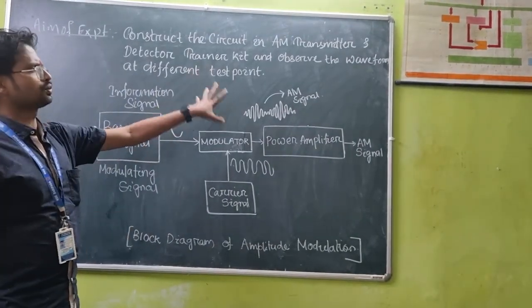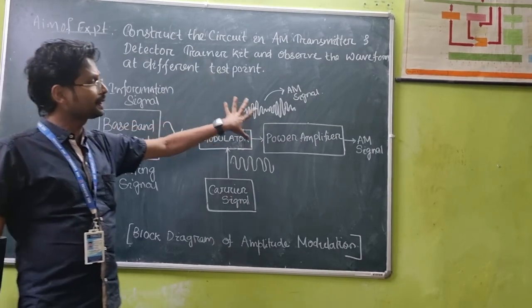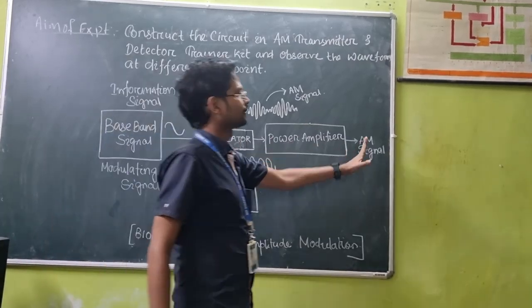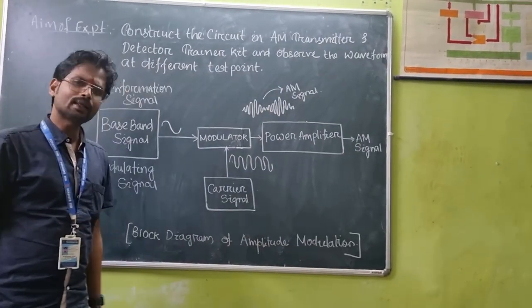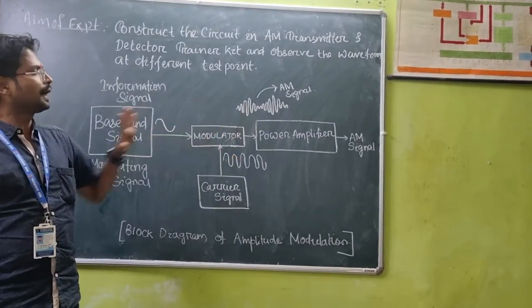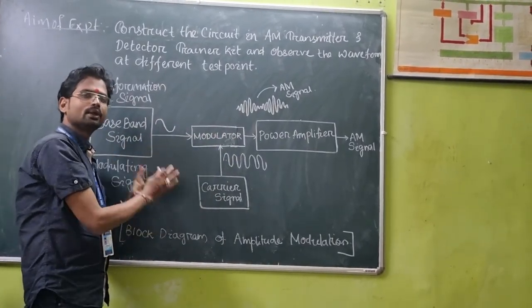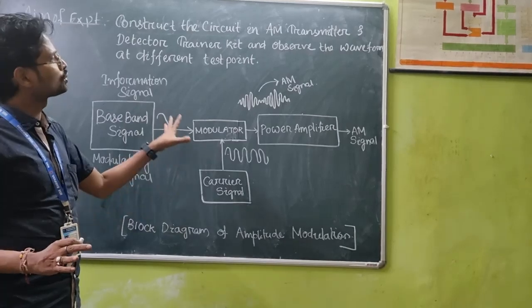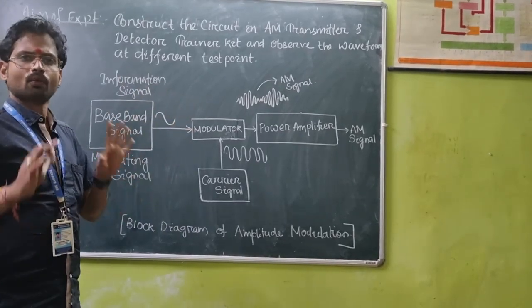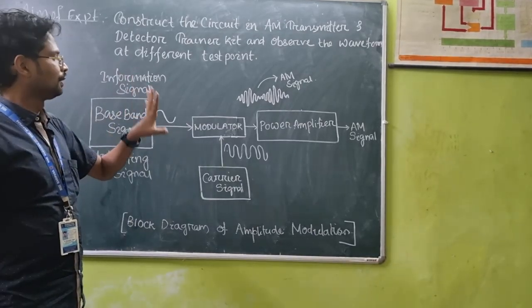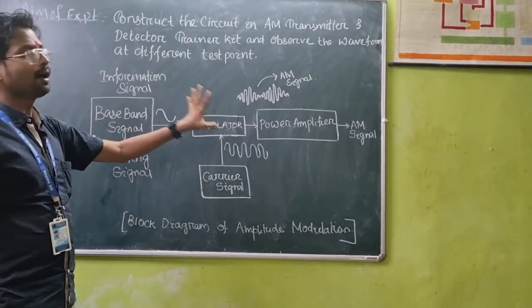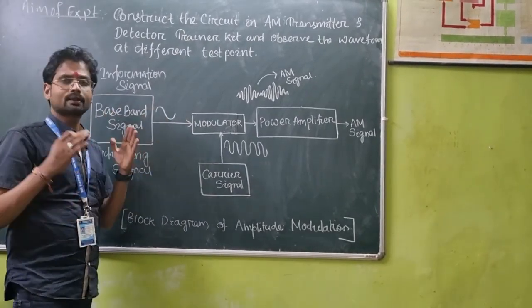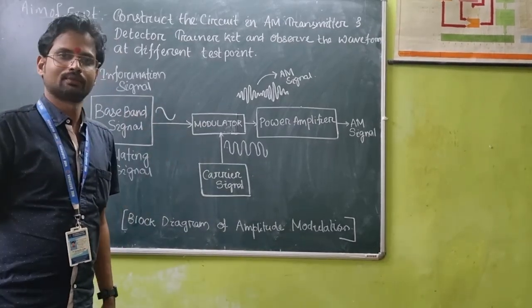This amplitude modulated signal is again amplified by the power amplifier, and at last we get the amplitude modulated signal. The complete process we will observe through a trainer kit, the amplitude modulation trainer kit, where we will study the RF, the AF and the amplitude modulated signal. Another thing, the trainer kit also has the demodulator circuit.